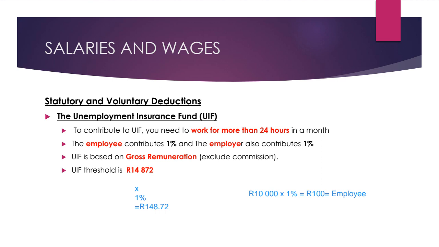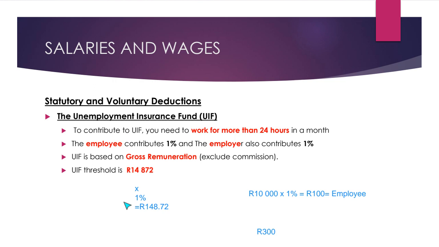For example, let's say after doing 1%, for a random example, let's say 1% is 300. That's my UIF. I must compare with this one. Is it more than the threshold? Yes. You can't use 300. You must use 148.72.